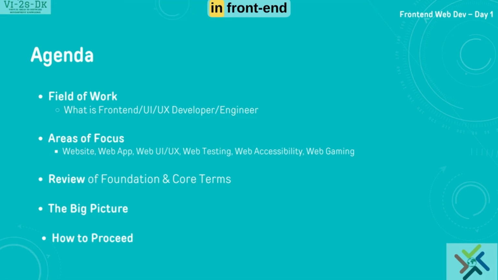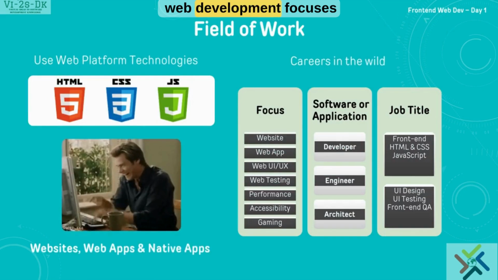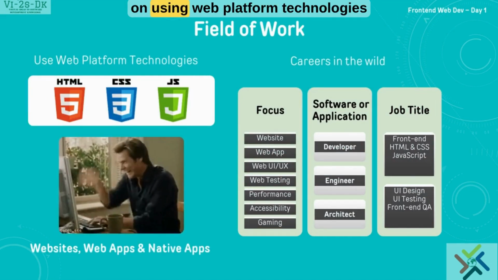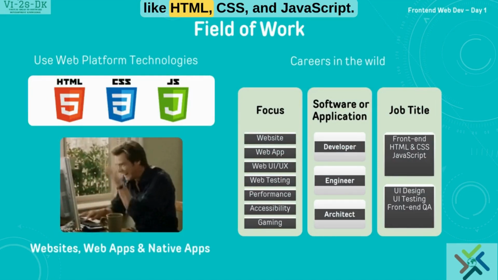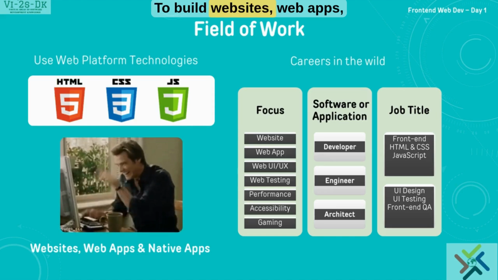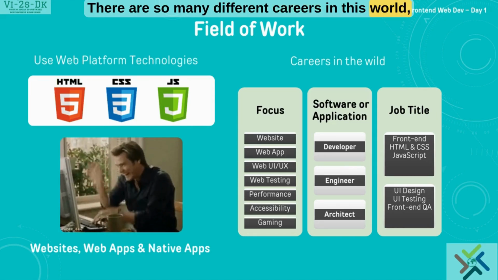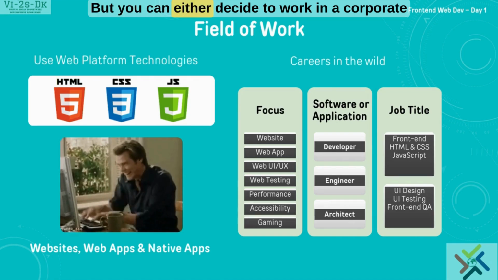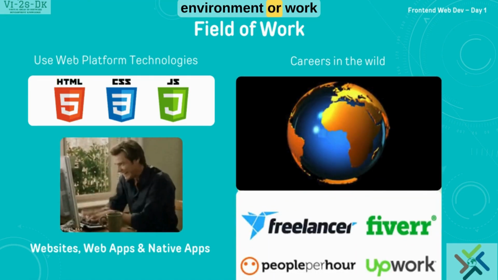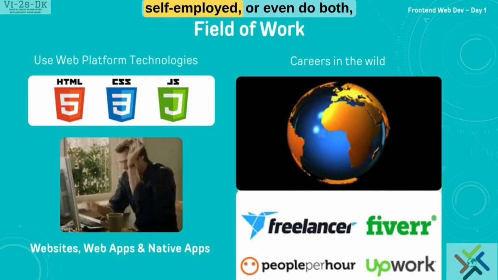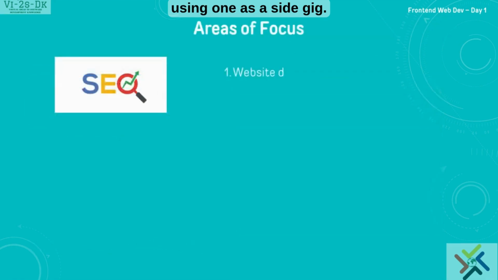The field of work in front-end web development focuses on using web platform technologies like HTML, CSS, and JavaScript to build websites, web apps, and even native apps that run on the web. There are so many different careers in the wild, as you've seen, but you can either decide to work in a corporate environment or work as a freelancer, self-employed, or even do both, using one as a side gig.